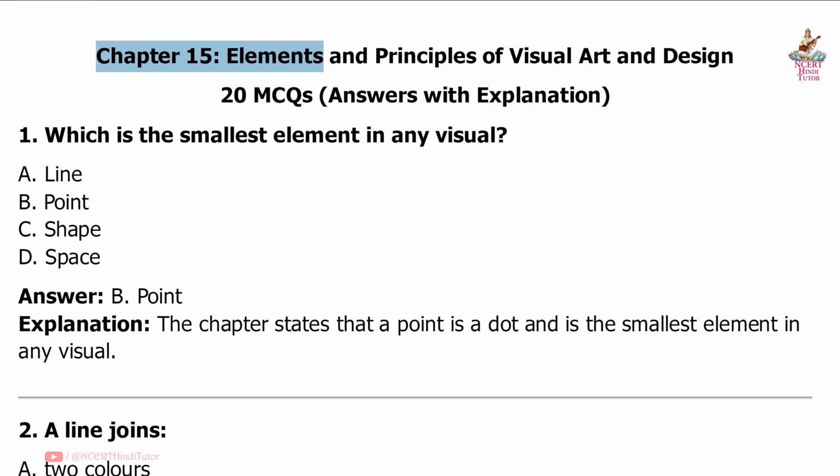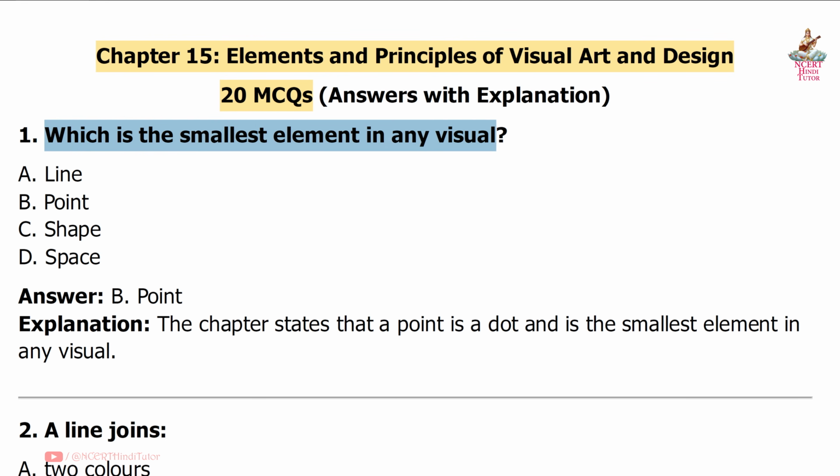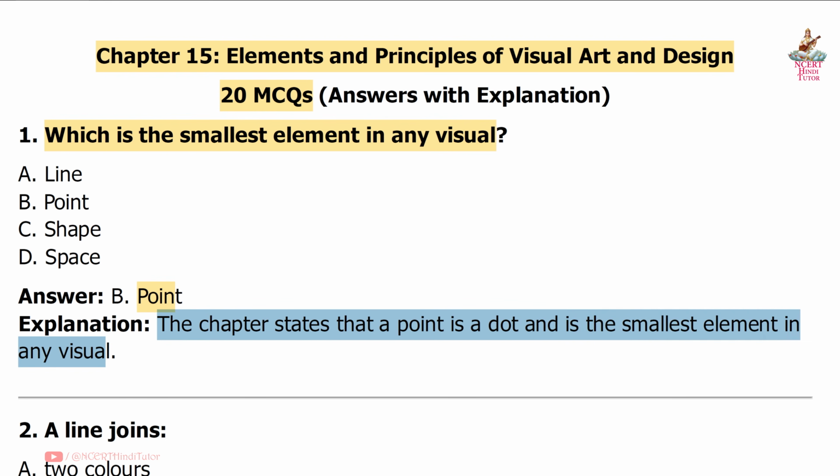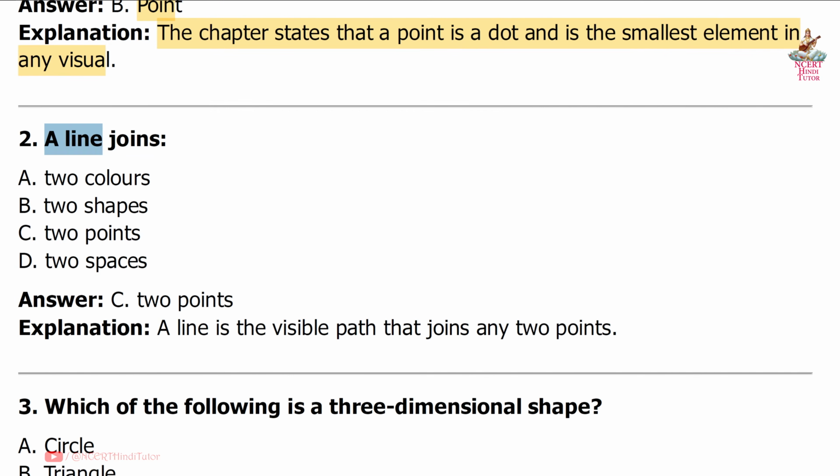Chapter 15, Elements and Principles of Visual Art and Design. 20 MCQs from Class 8, Subject Arts, Book Kriti. 1. Which is the smallest element in any visual? Answer B. Point. Explanation. The chapter states that a point is a dot and is the smallest element in any visual.